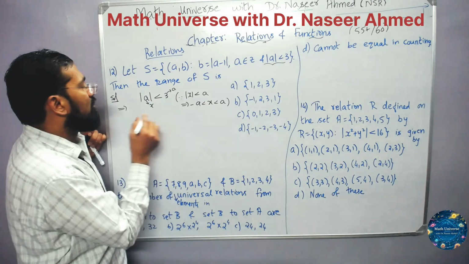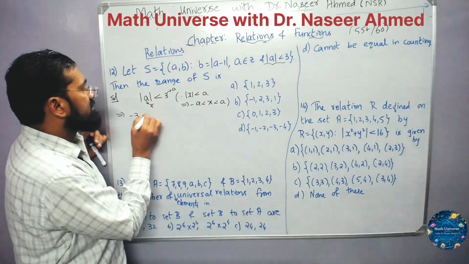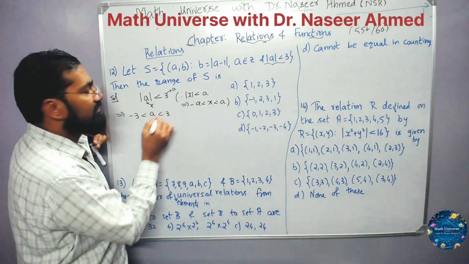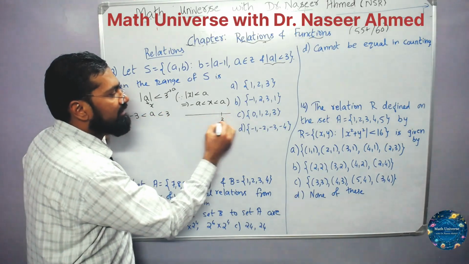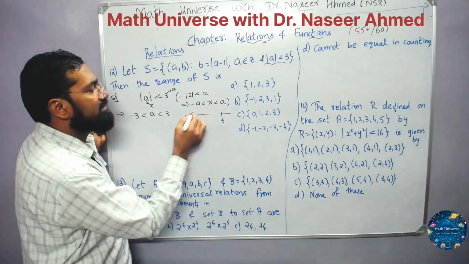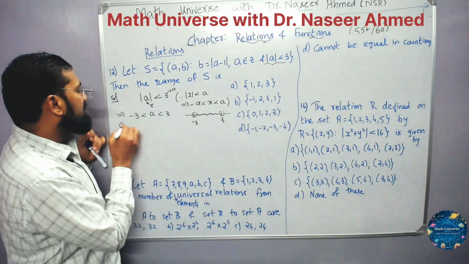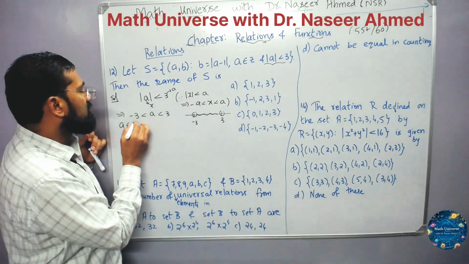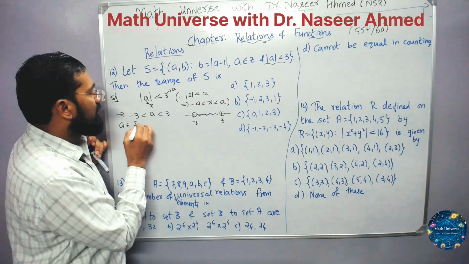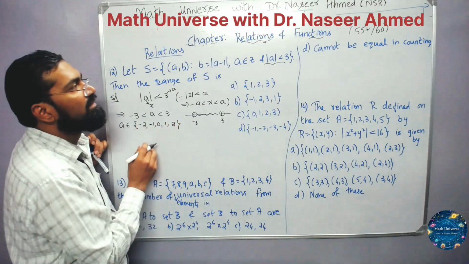If I go with this, it implies minus 3 is less than A less than 3. Between minus 3 and 3, plot the number line. 3 is here, minus 3 is here, and it is strictly less than, an open ball. Which are the integers lying here? The values of A are the set minus 2, minus 1, 0, 1, 2.